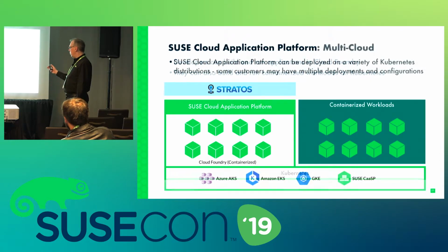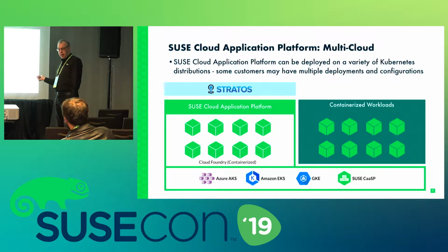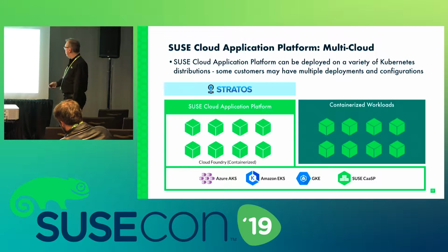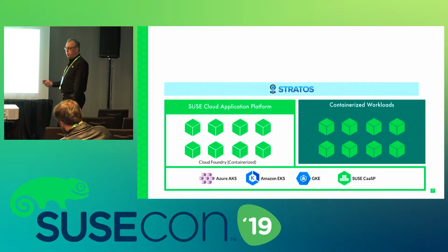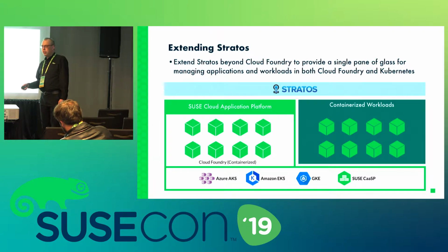And of course, we say Kubernetes there, but this is where the multi-cloud aspect comes in. Customers don't just run this on SUSE CaaSP, but you can run it on Azure, Amazon, GKE. So we support, with the Cloud Application Platform, all of those different Kubernetes providers, where you can run not only the Cloud Application Platform, but also your own workloads. Given this, we thought, why not extend Stratos so that we can manage not only the workloads or applications in the Cloud Application Platform, but also some of the workloads on Kubernetes. So some of the more recent work we've been doing is looking at how we can provide a single pane of glass that lets you do that.